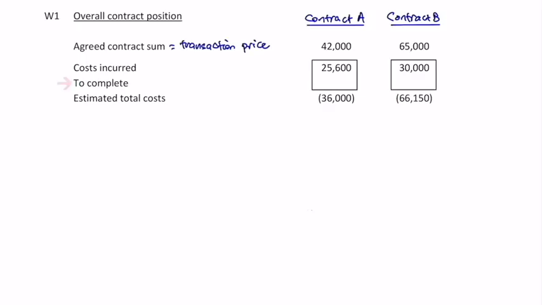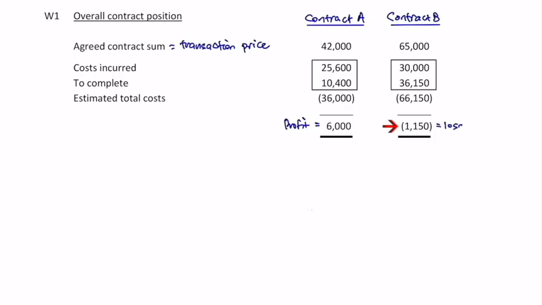66,150. The cost to complete. For contract A, we need to incur another 10,400. For contract B, we need to incur another 36,150. Based on this, we say that A is considered as profitable. We take 42 minus 36. A is profitable, whereas B is considered as loss-making, 1,150.